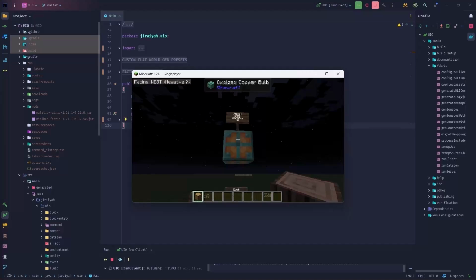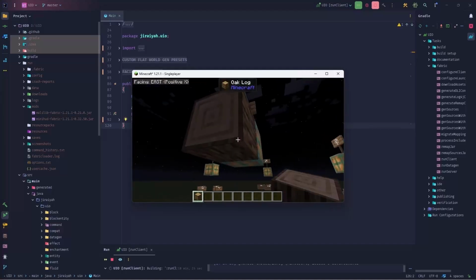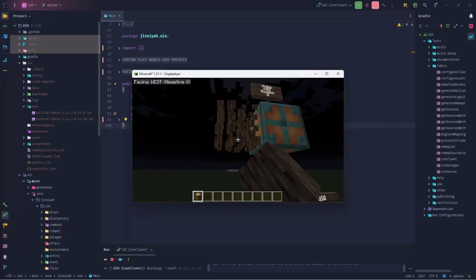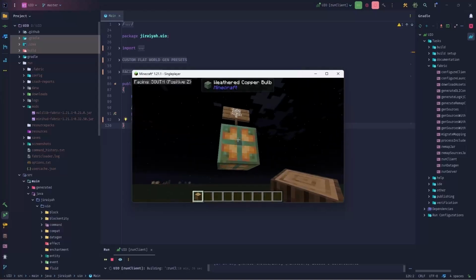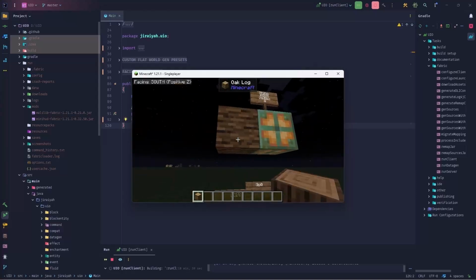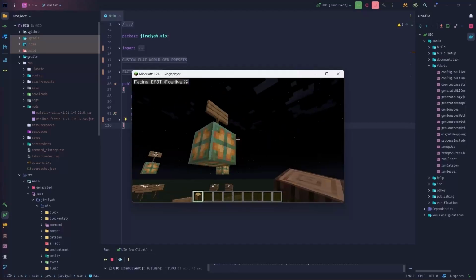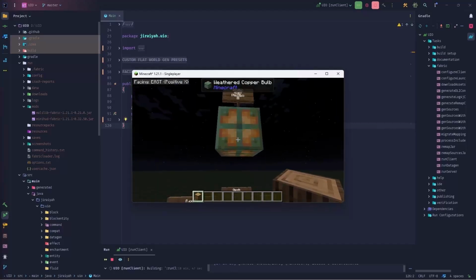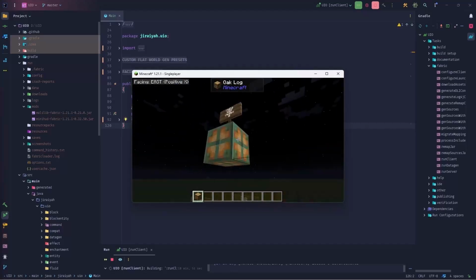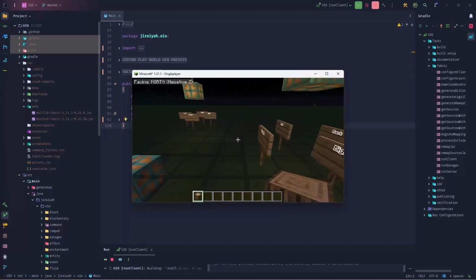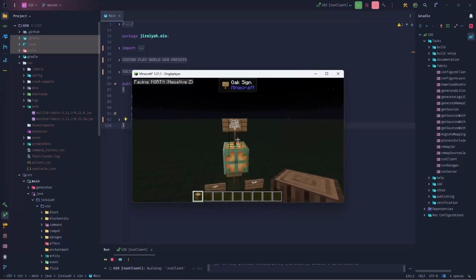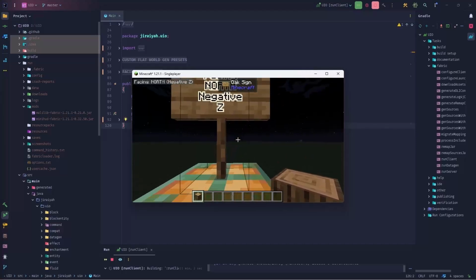Same goes for this one. This is the front, this is the back, this is the left, this is the right. For this one, this is the front, this is the left, right, and of course, back. Finally, front, left, right, and back. However, if we take note, this block was facing north, okay?